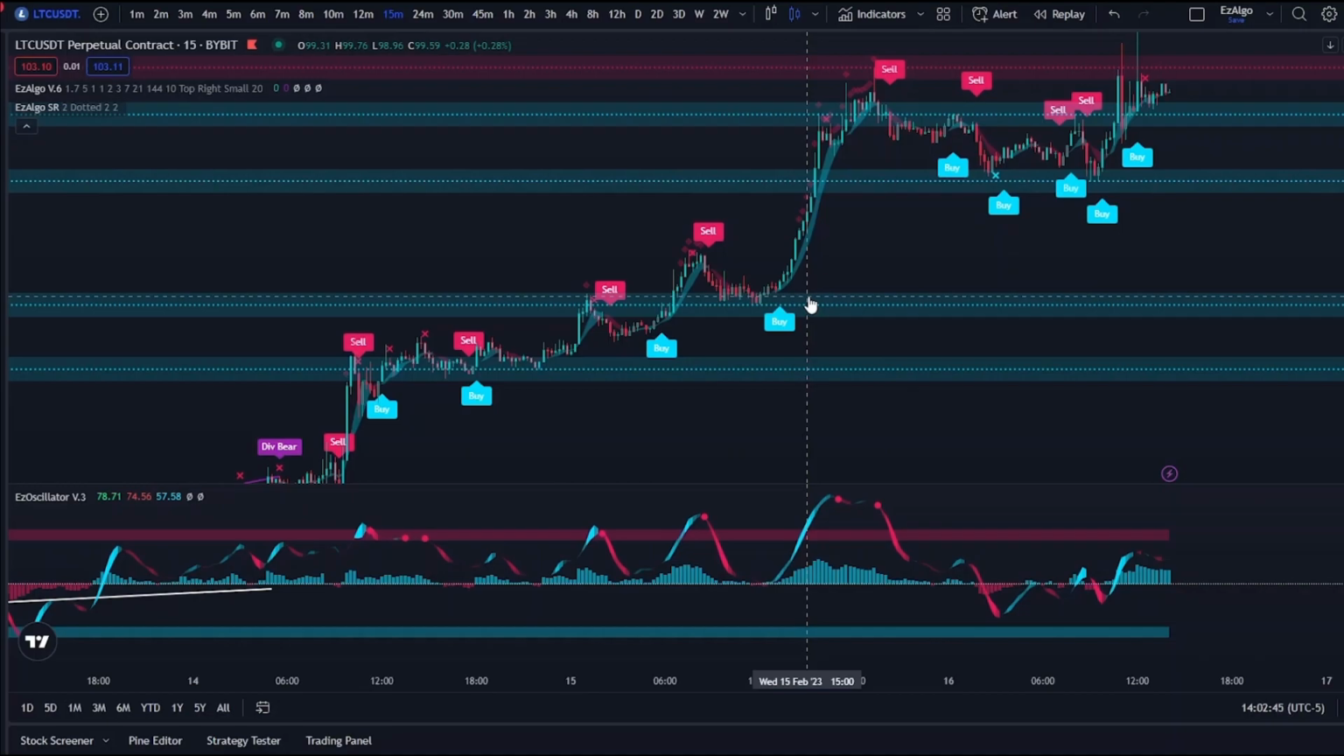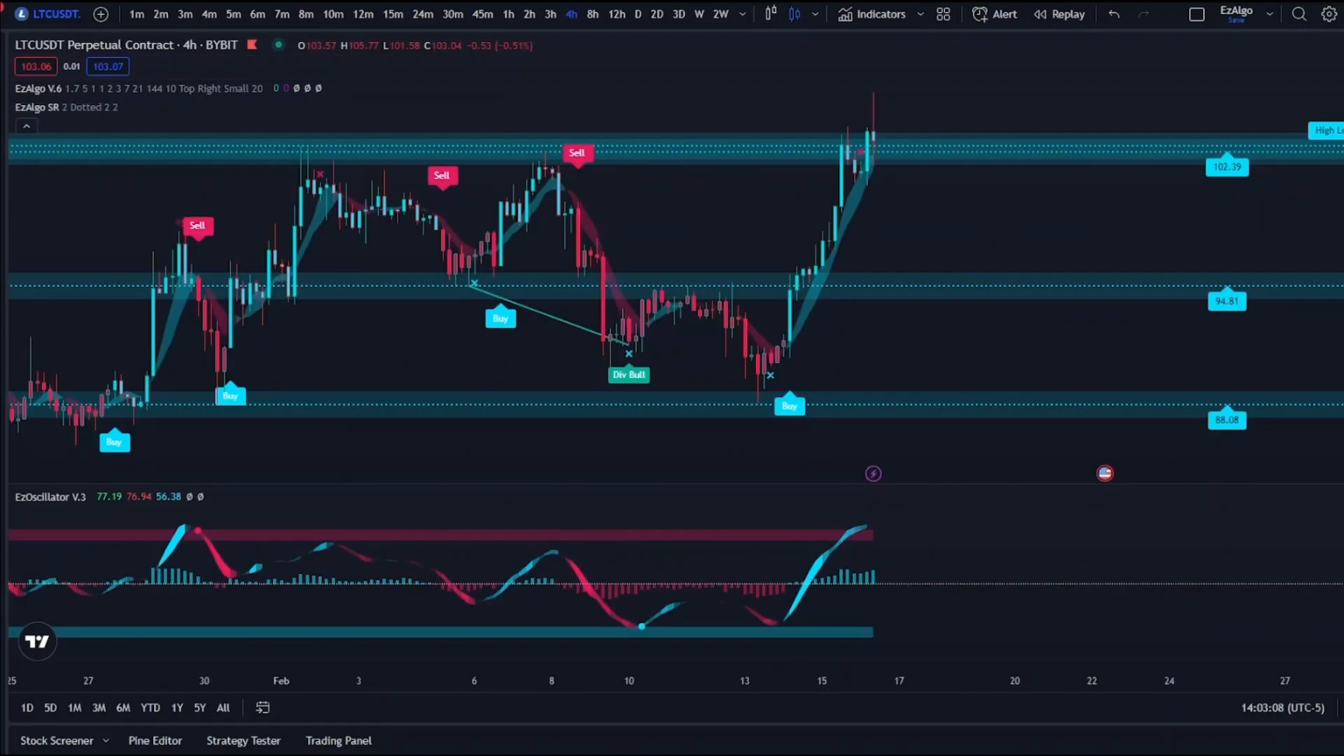Now, another way you can use the Easy Oscillator is for divergences. Although we don't have the actual divergences on the oscillator yet, that is something we're working towards in a future update. You can still use the oscillator for double tops, double bottoms, and divergences. So anytime that price rejects from a level, let's take this move, for example. You can see that price came up, we came back down to test this level again. We had a swing failure, and we got that Easy Algo mild buy signal at this support level.